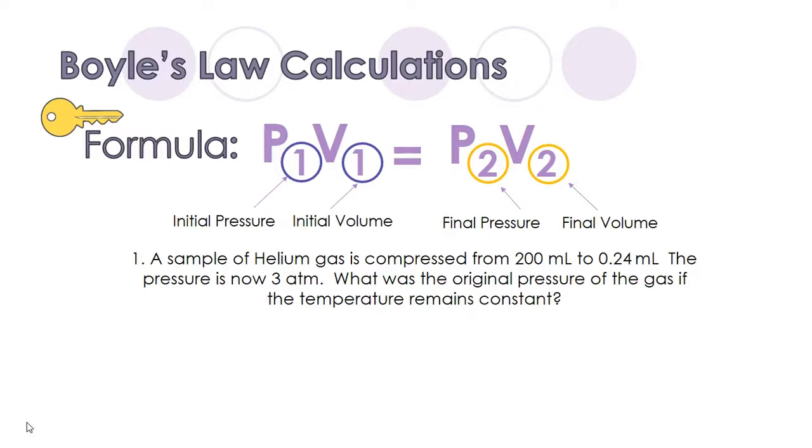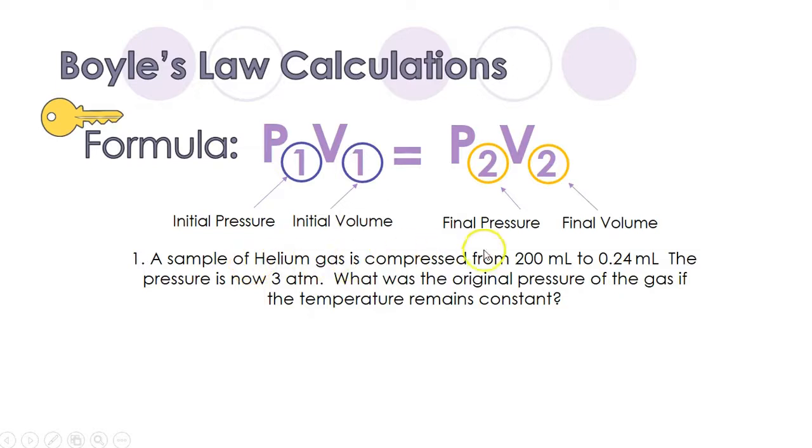So let's take a look at this example problem. It says a sample of helium gas is compressed from 200 milliliters to 0.24 milliliters. The pressure now is 3 atm. What was the original pressure of the gas if the temperature remains constant? So what you need to do is read this problem and be able to plug in values for either P1, V1, P2, or V2.